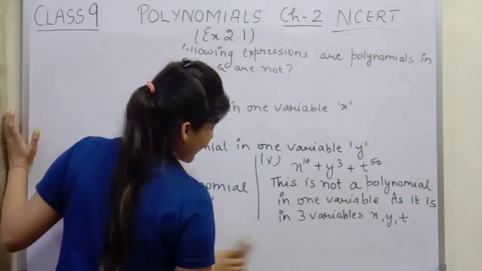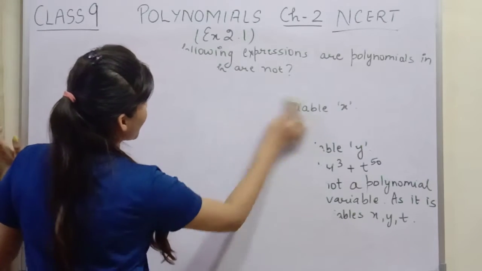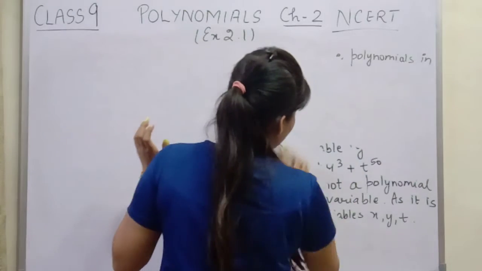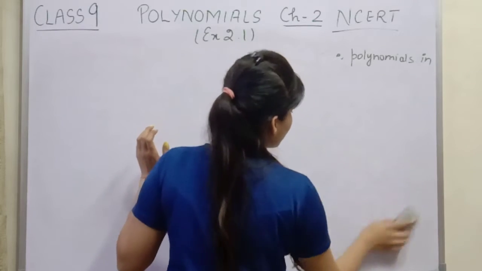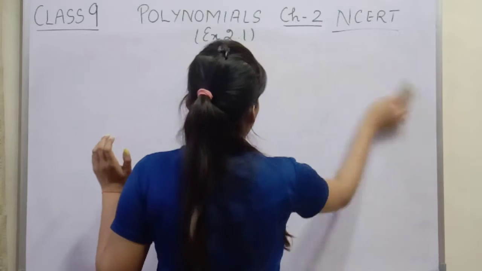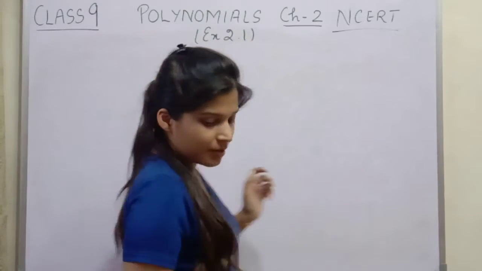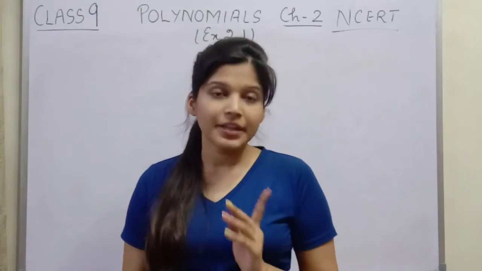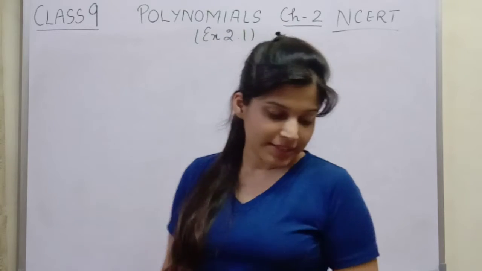This is a very easy exercise. Just basic knowledge is required about polynomials. Right. So question number 2 says, write the coefficients of x square in each of the following. So we already know what coefficients are. Let's start with the question.